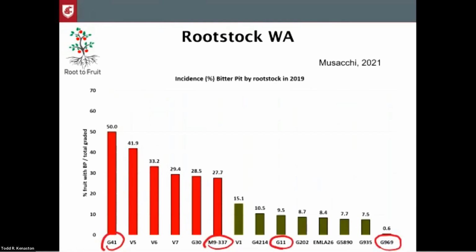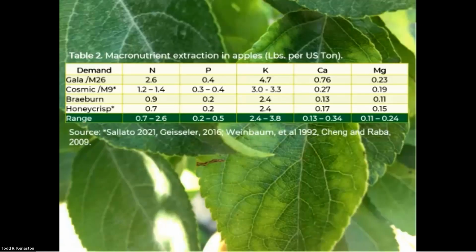And the same with Musaki's work: a more vigorous rootstock, more bitter pit. We will learn more about the rootstock influence, but that's pretty standard. In terms of nitrogen management, we also know, from my data in my lab, that the demand for nitrogen, calcium and most of the nutrients in Gala, which is known to be less susceptible to bitter pit, is higher compared to Honeycrisp.